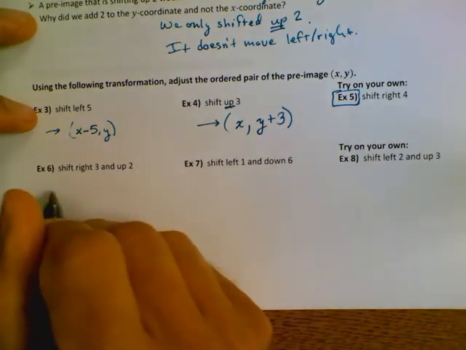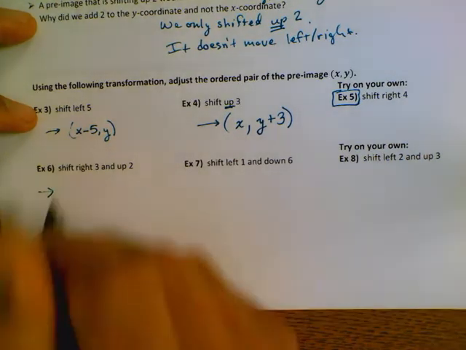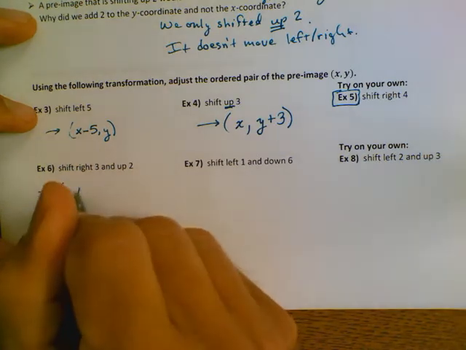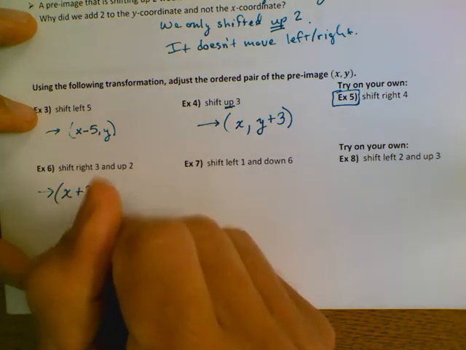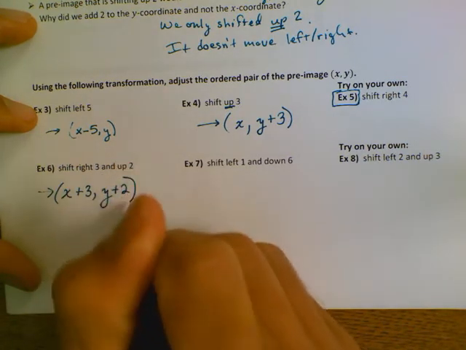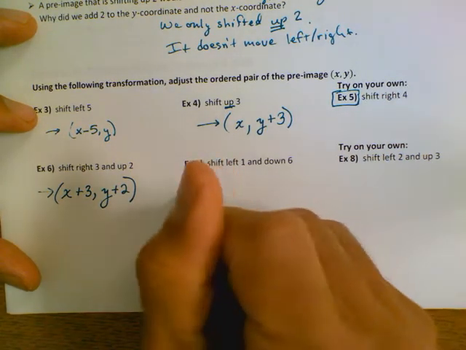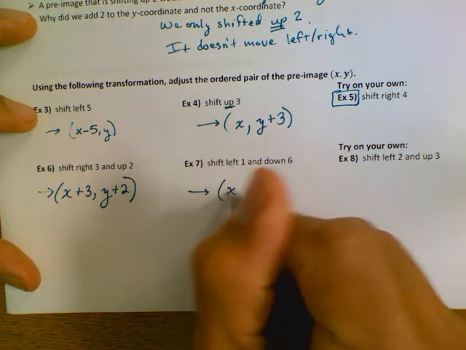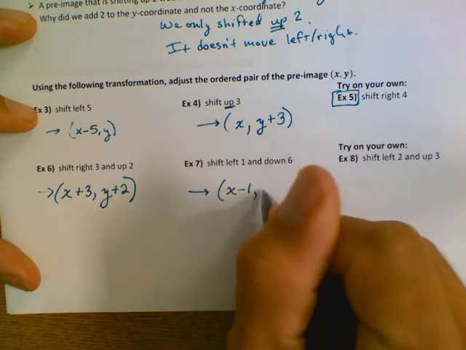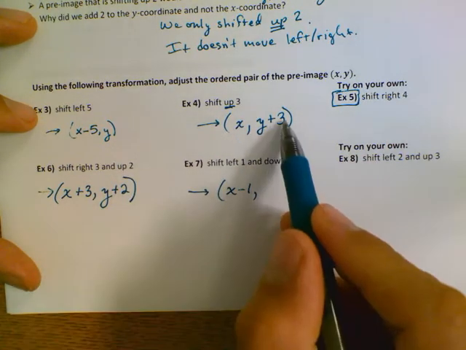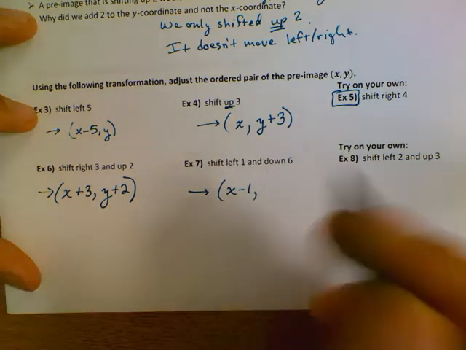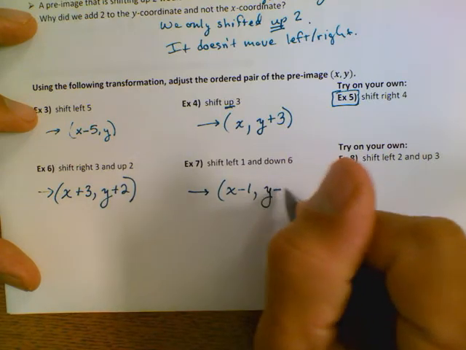Shift right 3 and up 2. Well, right 3 would be x plus 3, and up 2, so y plus 2. Shift left 1, so x minus 1, and then down 6. Well, we've gone up a bunch of times, but we haven't said down yet. So this time we're going to say down, so minus 6.